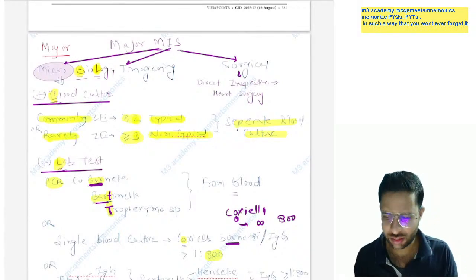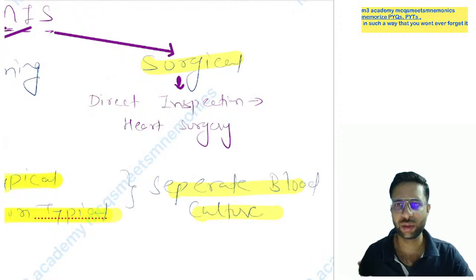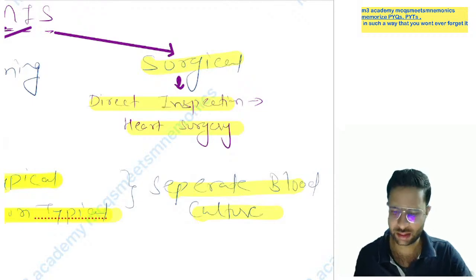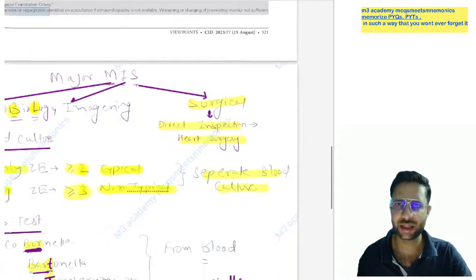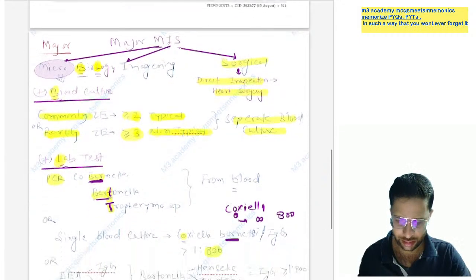Now surgical. Surgical means intraoperative: direct observation and inspection of the heart during heart surgery, and if you find any vegetation, perforation, or aneurysm, this is a major criterion. So now minor criteria.